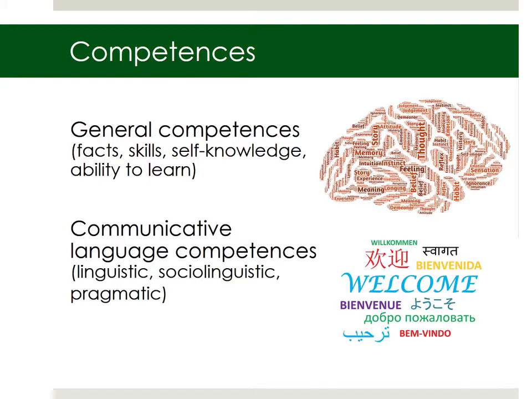The second category is communicative language competences. These are specific to language, which include linguistic knowledge, such as vocabulary and grammar rules, sociolinguistic knowledge, such as knowing when to use certain dialects, and pragmatic knowledge, such as inferring that a speaker is being sarcastic versus genuine. Previous approaches to language teaching have often emphasized linguistic competence as the most important, but the action-oriented approach places all three communicative language competences at equal levels of importance and also links them to the other general competences.